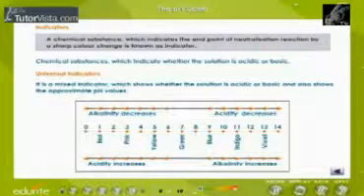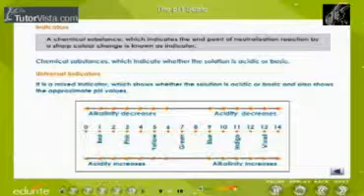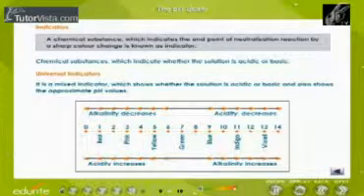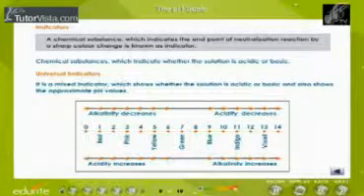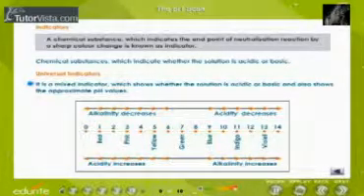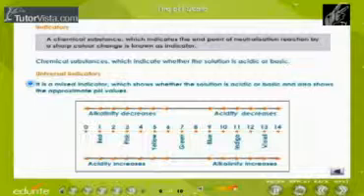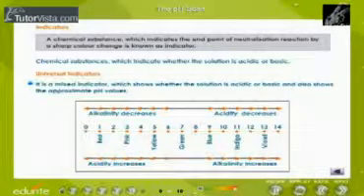Indicators. A chemical substance which indicates the end point of a neutralization reaction by a sharp color change is known as an indicator. Universal indicator. It is a mixed indicator which shows whether the solution is acidic or basic and also shows the approximate pH values.